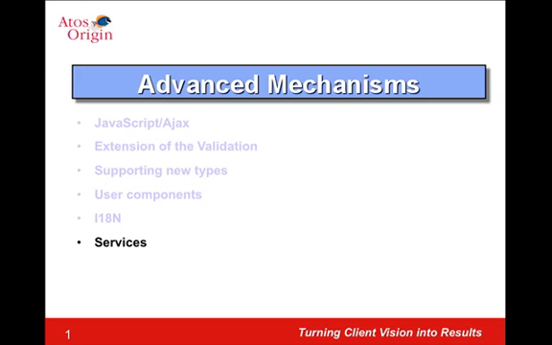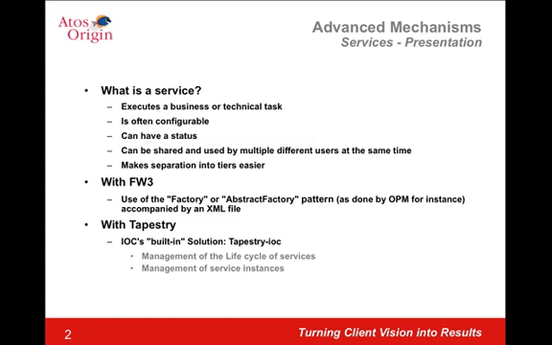We will now have a look at the service mechanism. A service is a class that executes a business or technical task. This class will be configurable. It will have state. We will see it in the next slide. It can be used by any users at the same time. It is used to make easier the separation into tiers.